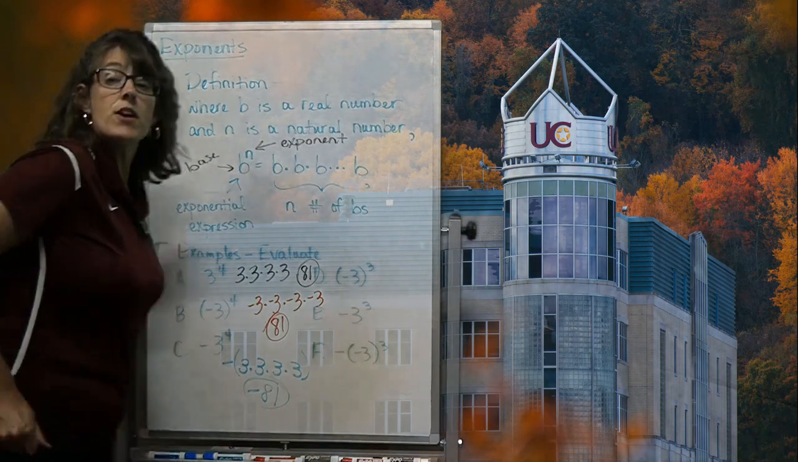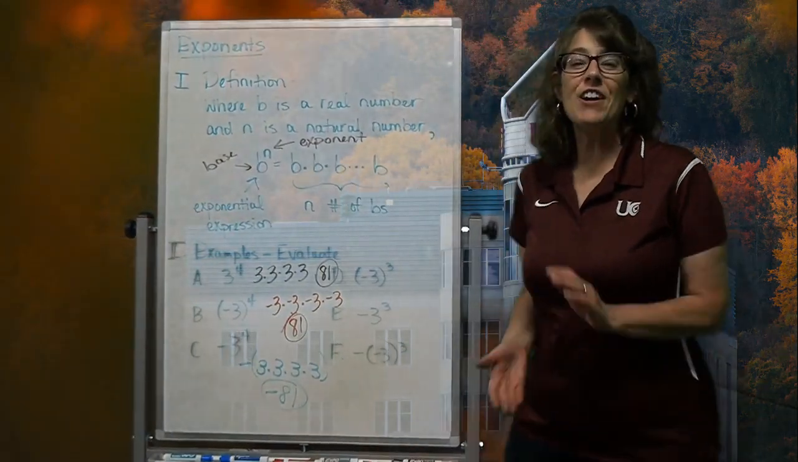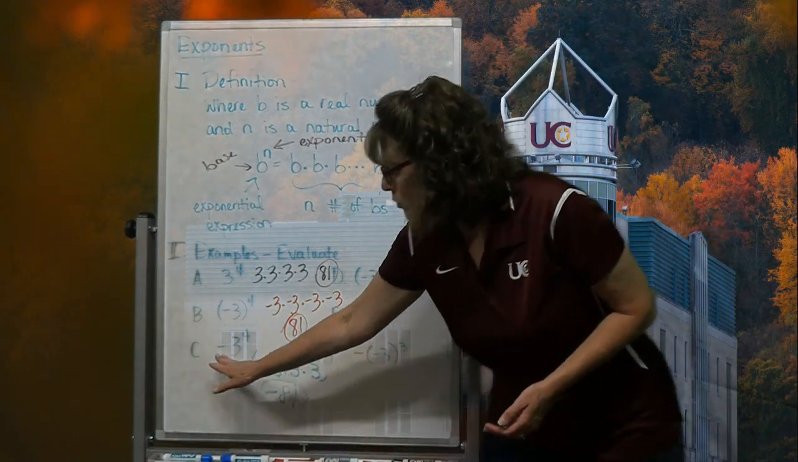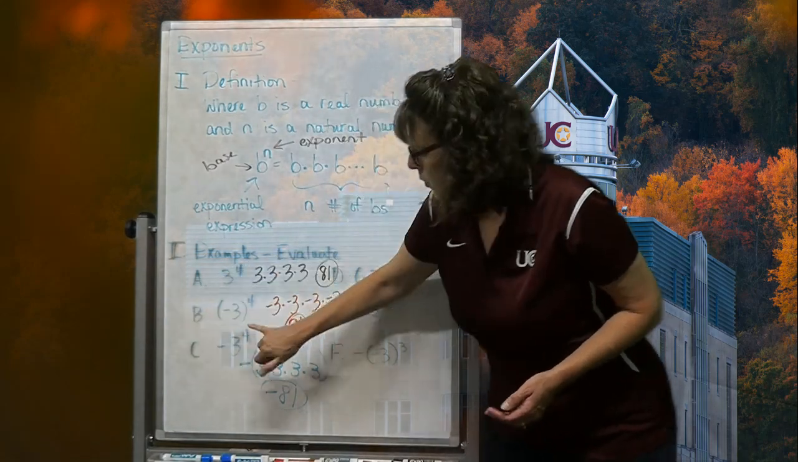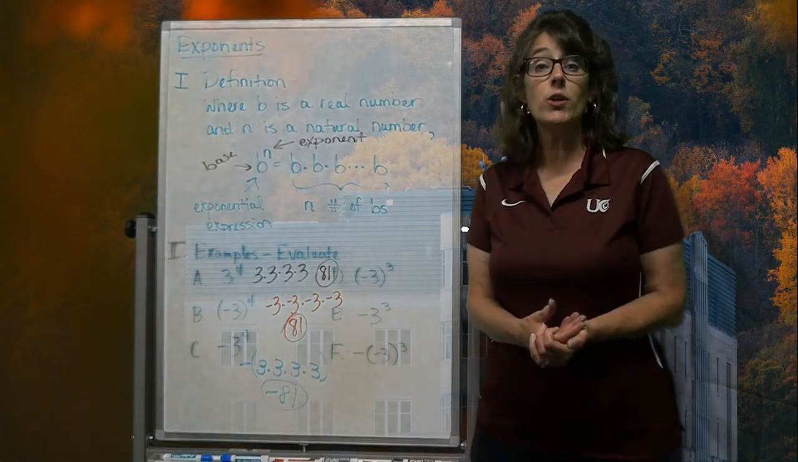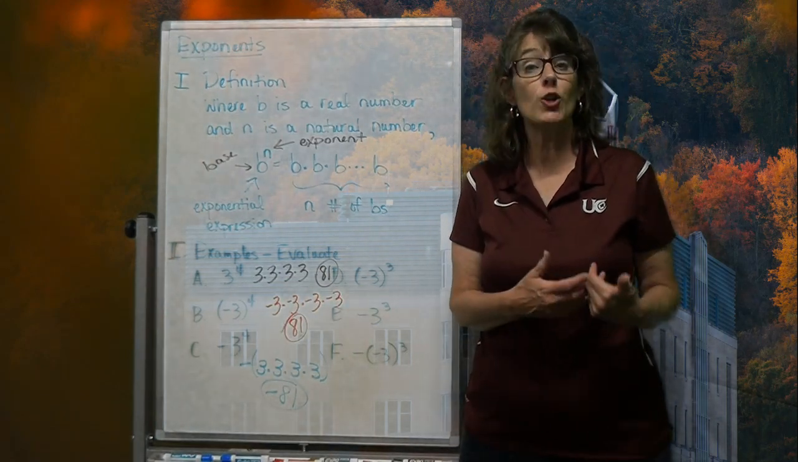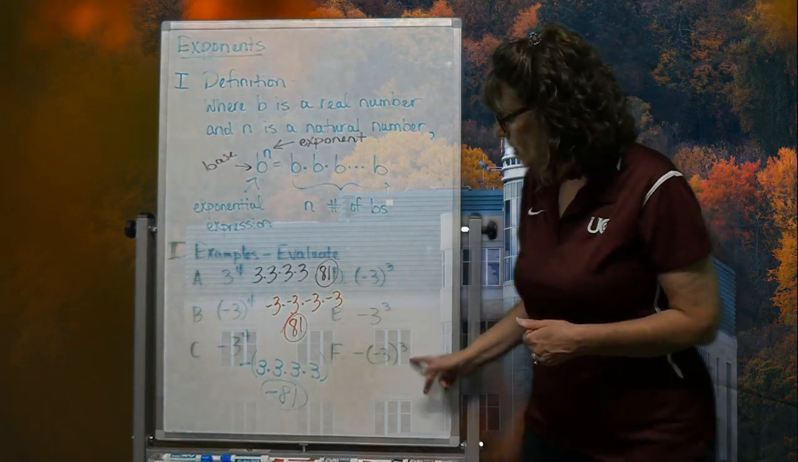So you have to be very careful about when you have a parentheses and when you don't have a parentheses. When you don't, just simply change the sign of what you got. When you do, take what's inside the parentheses, all of it including the sign, raise it to that fourth power. Multiply the whole thing including the negative by itself that many times. So let's take a look at these three.